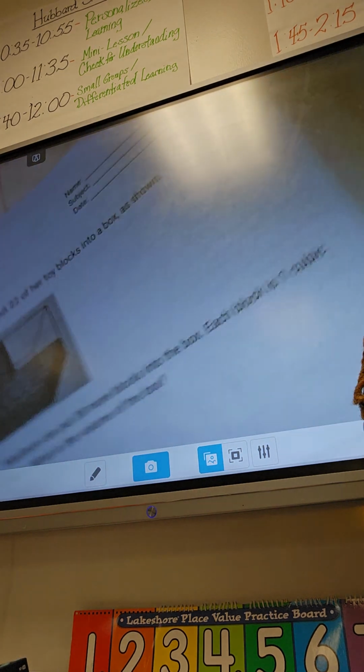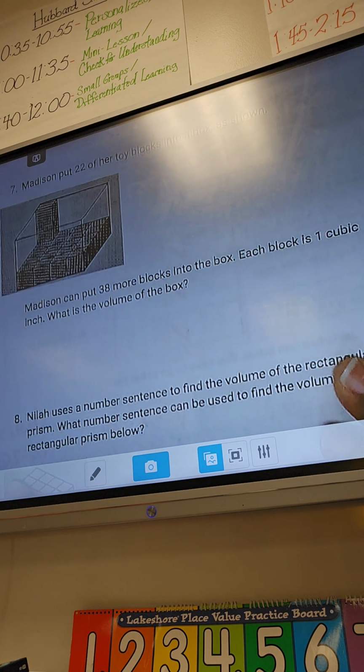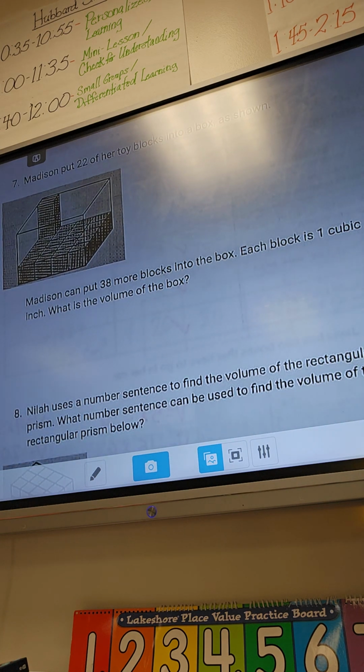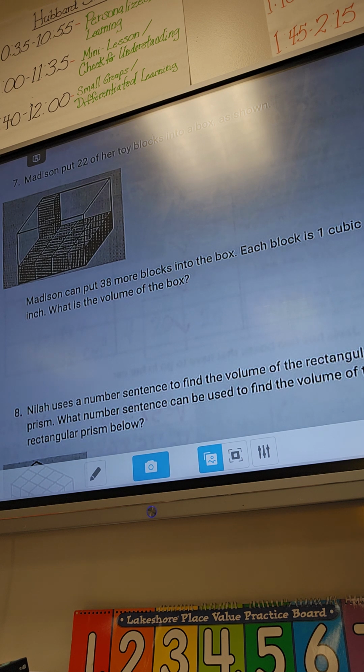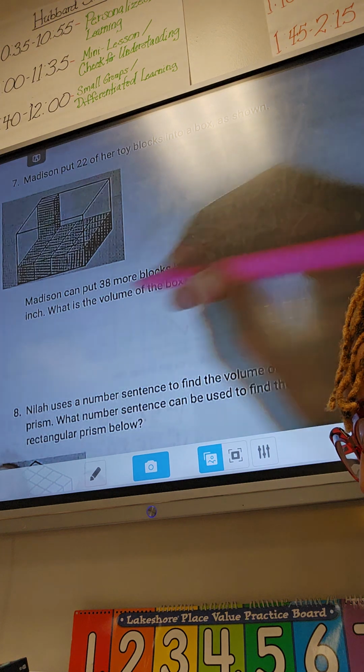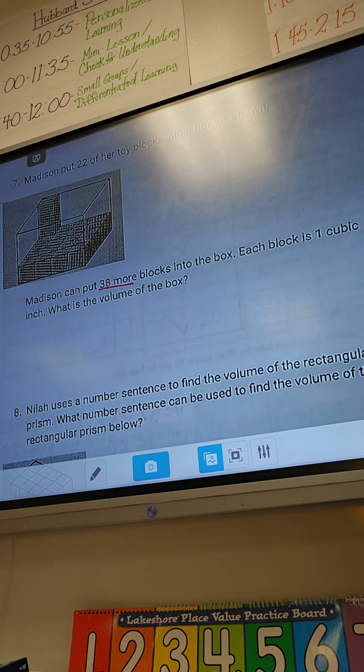Number 7. This one we did as well as a do now. Madison put 22 of her toy blocks into a box as shown. That's 22. Madison can put 38 more blocks into the box. Each block is 1 cubic inch. What is the volume of the box? So she has 22 already there. She can put 38 more. 38 more means you do what?